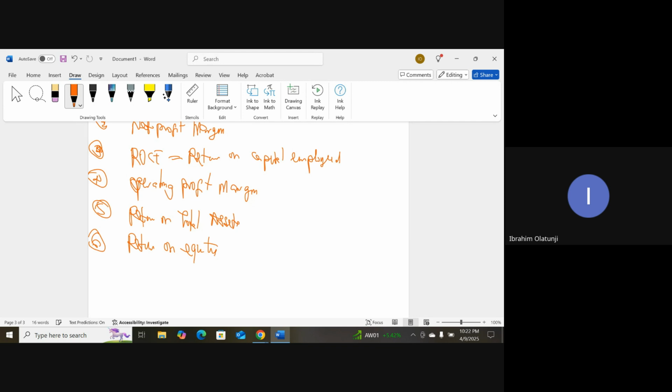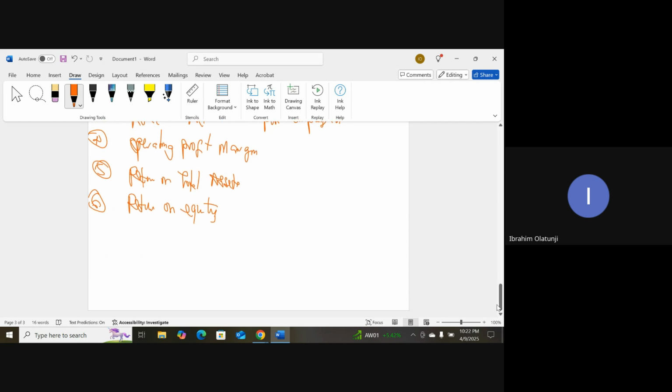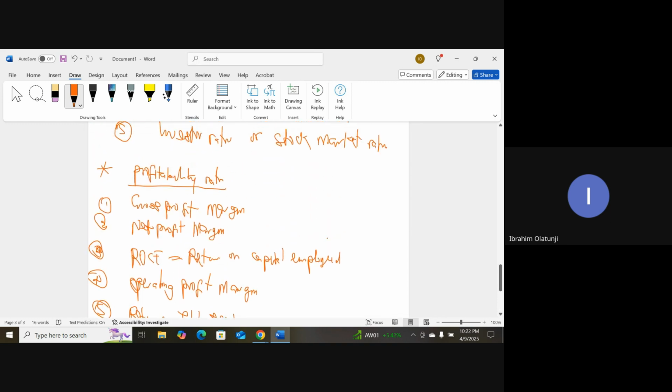So if the examiner did not state the ratio that we are going to compute, they are just telling you to compute the profitability ratio. So these are the ratios under profitability. Then let's now do it one after the other. When we say you should compute gross profit margin, the formula will be gross profit.